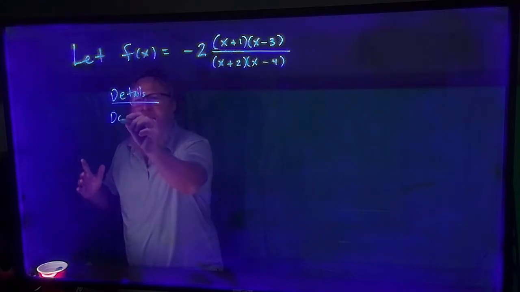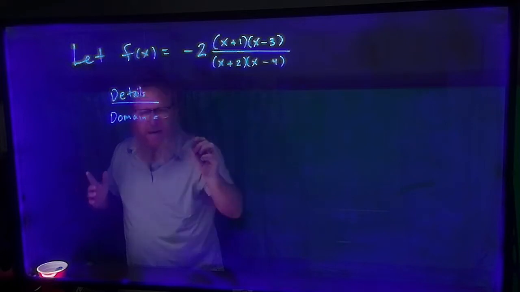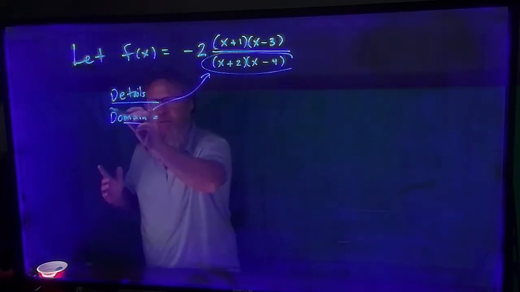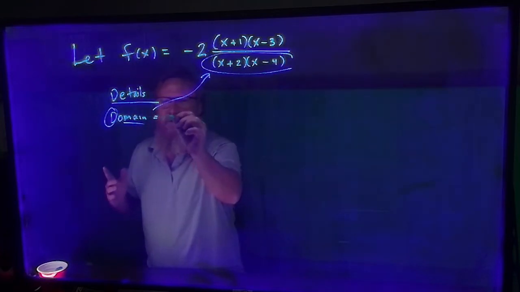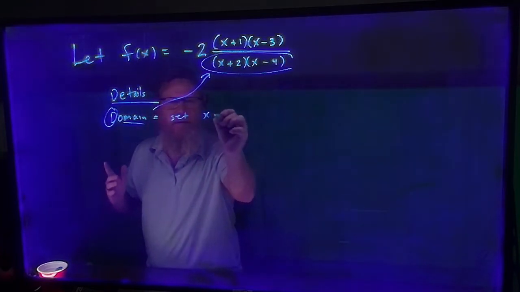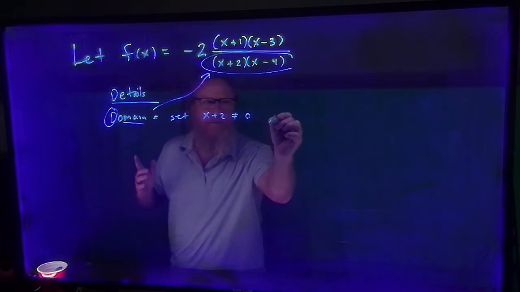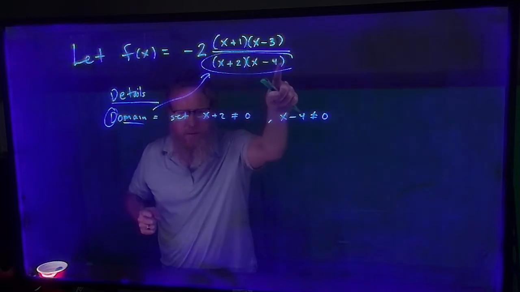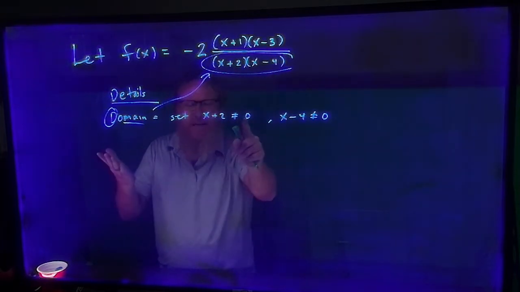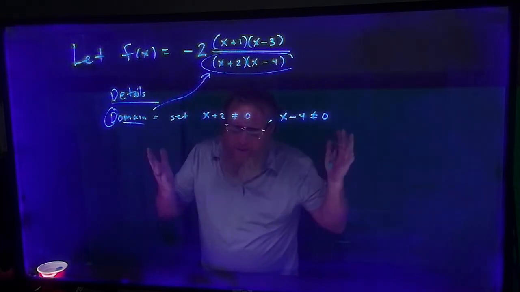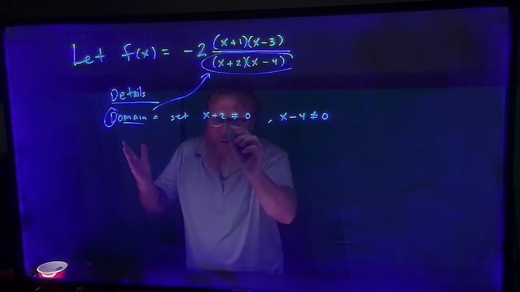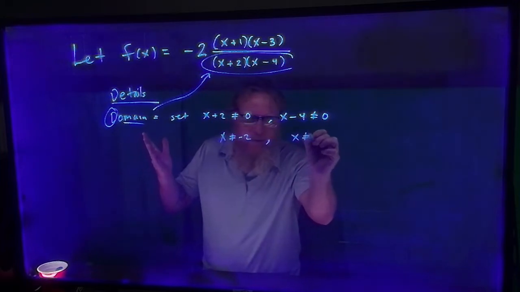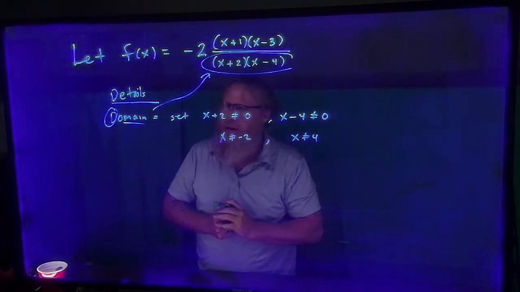So you remember the domain? Remember the domain rule? You look at the denominator. That's pretty easy to remember. Domain, denominator. And you set the denominator not equal to 0. So we have two factors: x plus 2 and x minus 4. We're going to set them not equal to 0. This is the college level algebra class, so I'm going to hope that you can do this in your head. X is not equal to -2. X is not equal to 4. All right, so that's our domain.